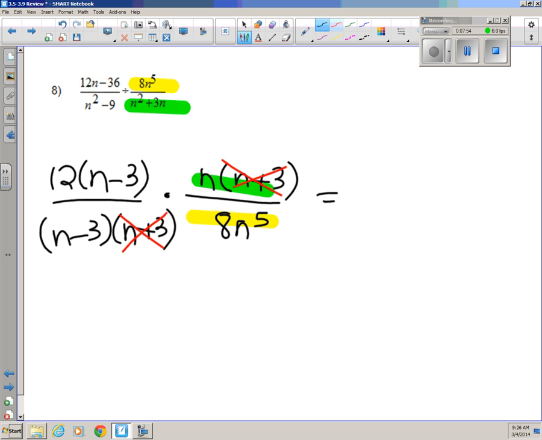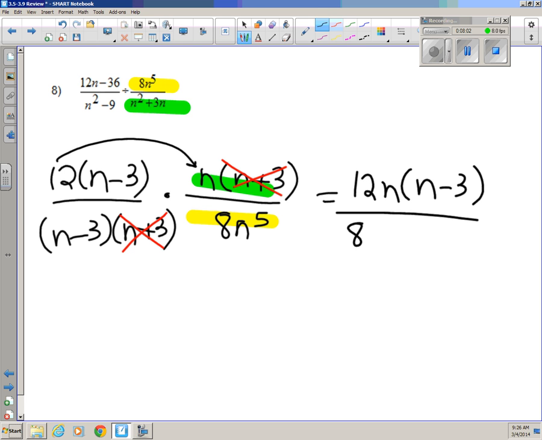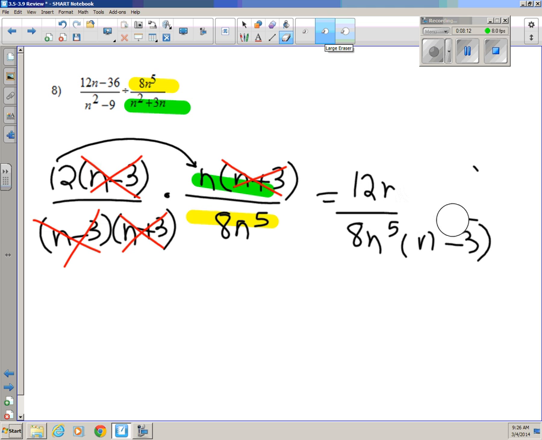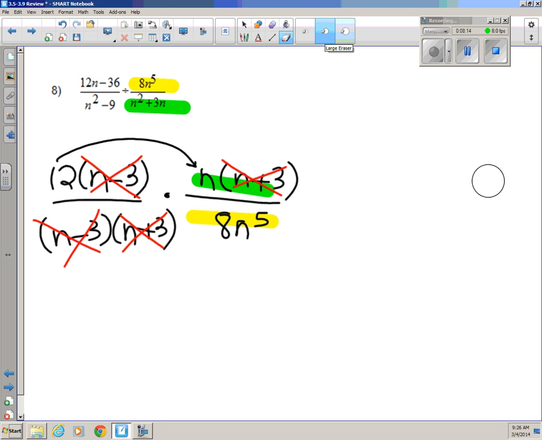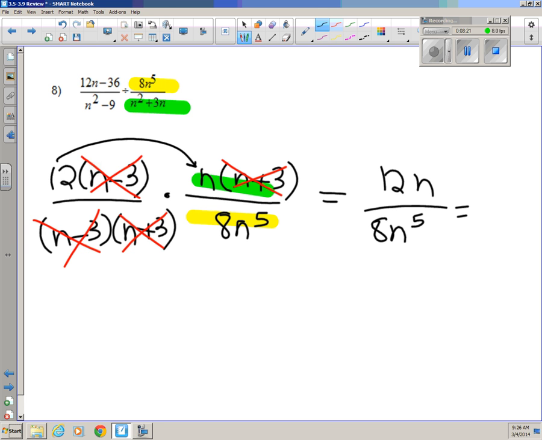On the top, these guys get multiplied. They're the monos, 12n, N minus 3. On the bottom, monomials tend to look better coming first. Oh, how did I miss that? That was silly. Did not quite see that. Let's get that to go away. Let me just do this again. Okay, so this really should be 12n over 8n to the 5th.